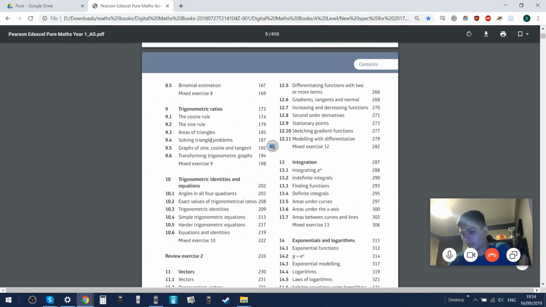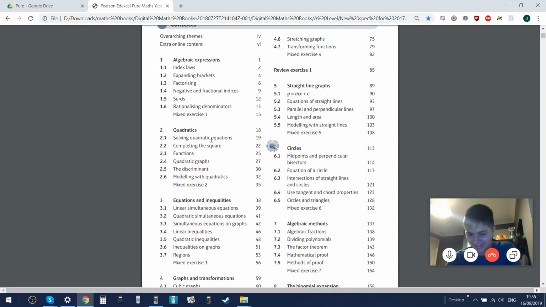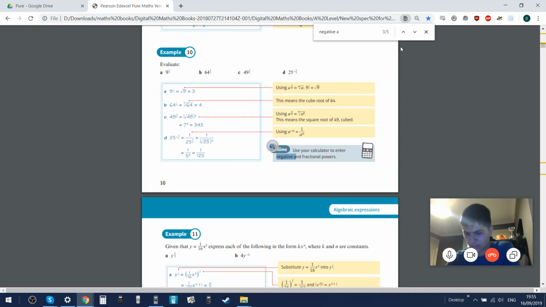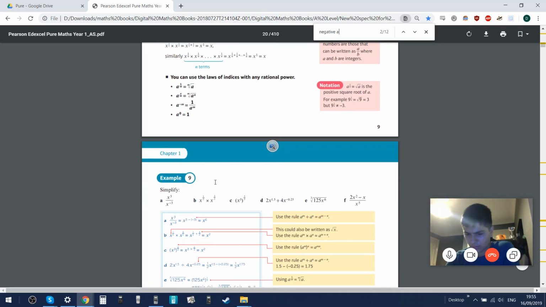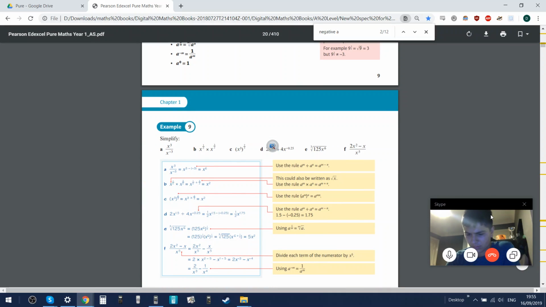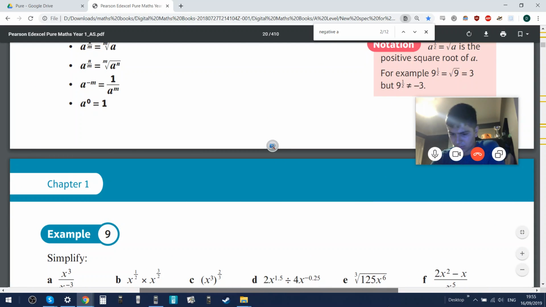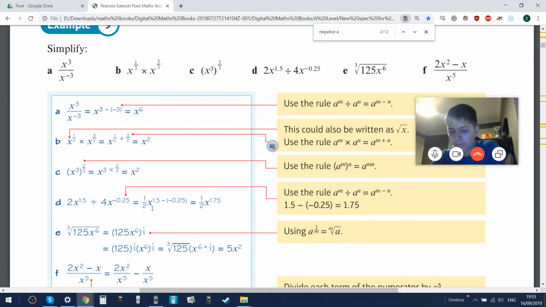I just want to see what chapter 1 looks like. Next, okay, so surds and stuff. Okay, negative fractional indices, and again, I think I'll just jump to the exam questions because there's lots of overlap. Let's see what we remember. Oh, I think you'll remember these.